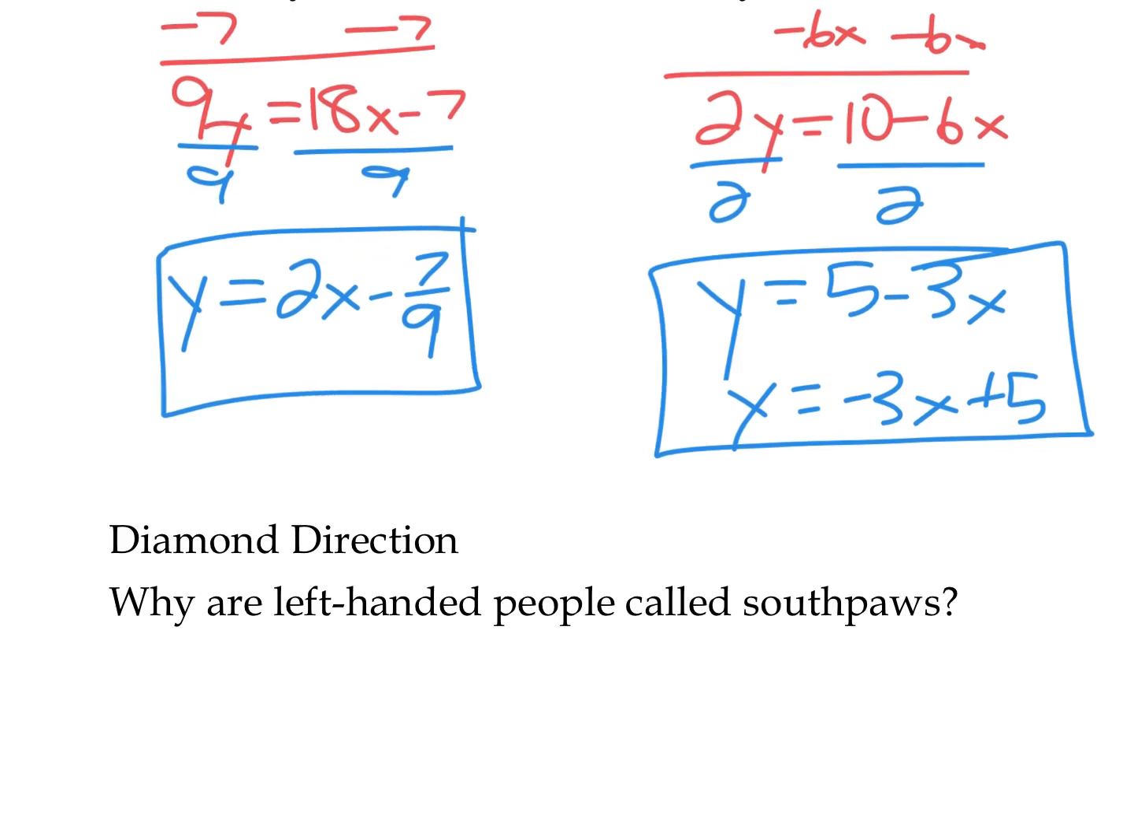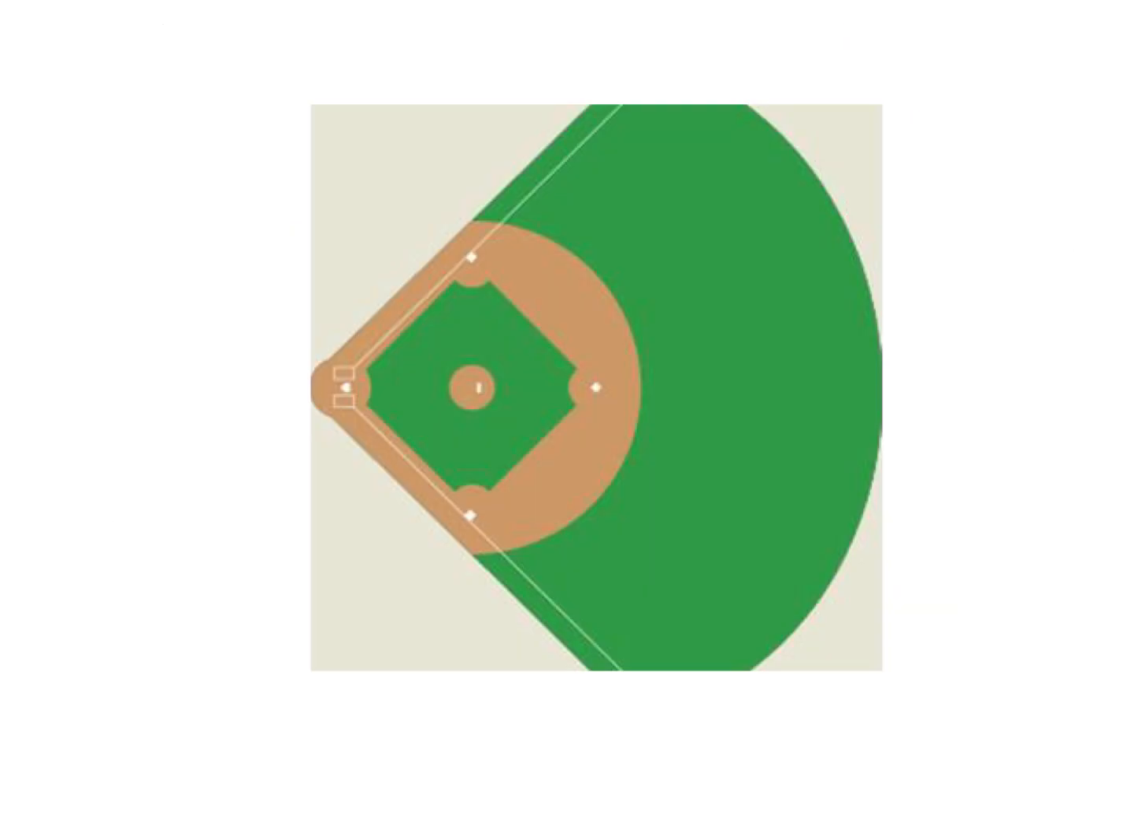All right, before we do some more problems, diamond direction. Why are left-handed people called southpaws? Diamond is a clue there. A lot of people think it's because of boxing, because a lot of left-handed boxers are called southpaws, but that's not where it originates. It's from another sport, baseball.